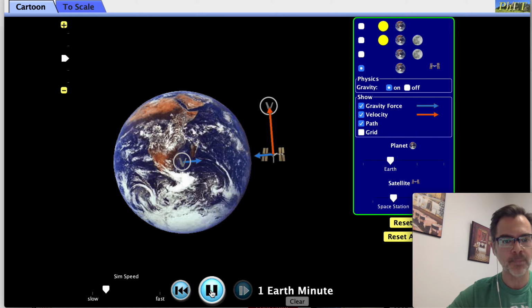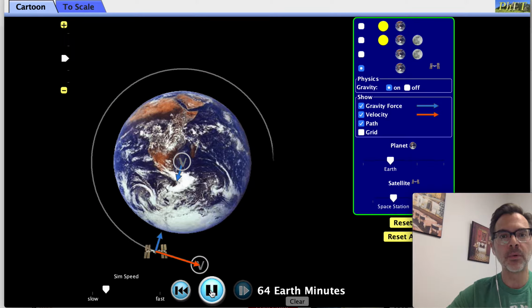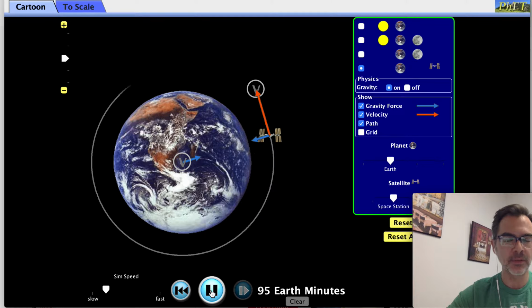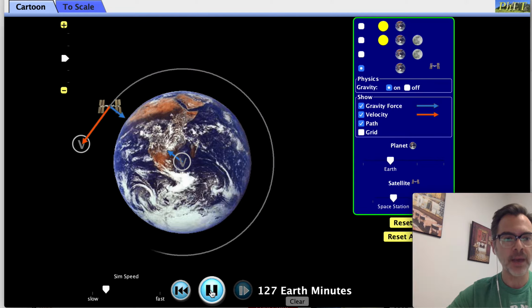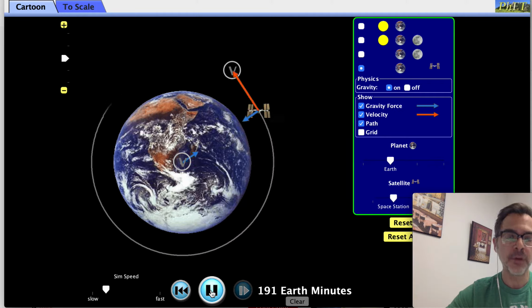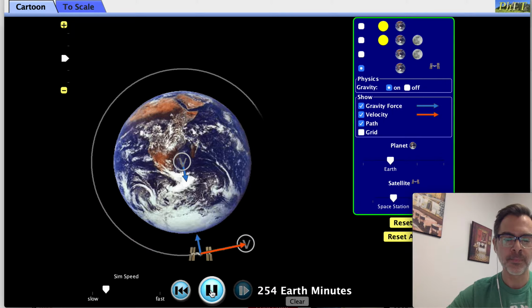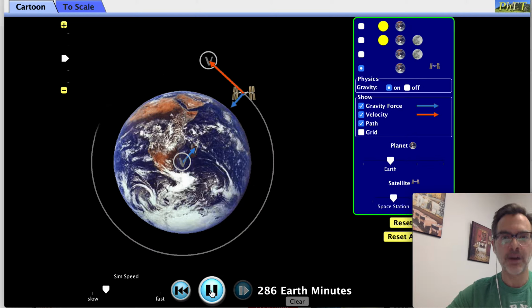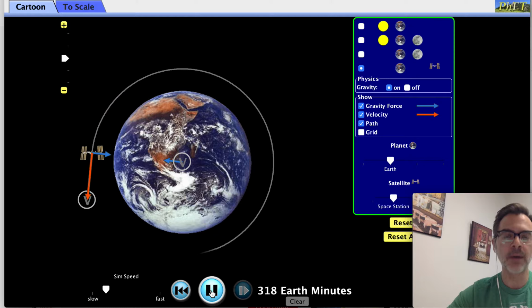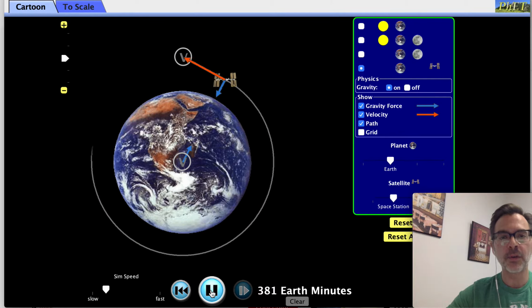And here's what it looks like. Reset, play. You're falling, just like the ball that I threw in the first simulation, when it hit the ground was falling, only now you're going so fast horizontally that even as you fall, the ground curves away from you and you never actually hit it. So it's kind of like a competition between the curvature of the ground and the curvature of the orbit. And if they're the same, you get a nice circular orbit.